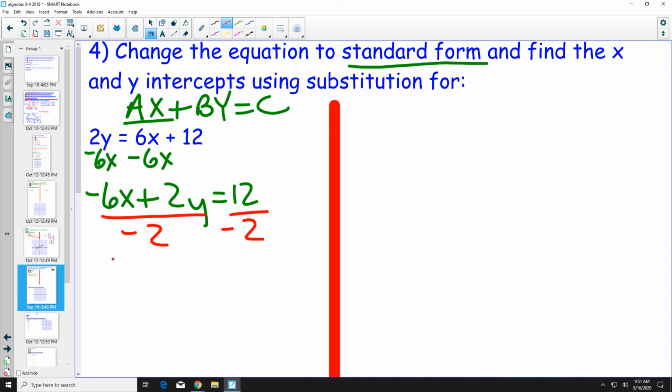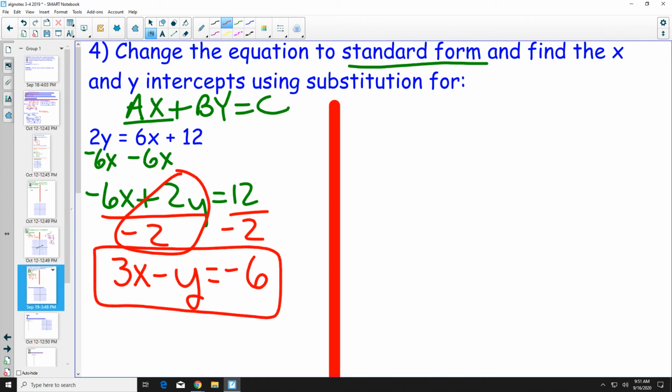Negative 6 divided by negative 2 is positive 3x. 2 divided by negative 2 is negative 1, so negative y. 12 divided by negative 2 is negative 6. That is in standard form. Okay, so we've got it in standard form.